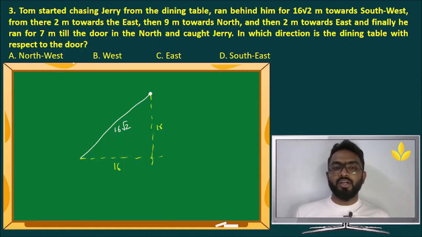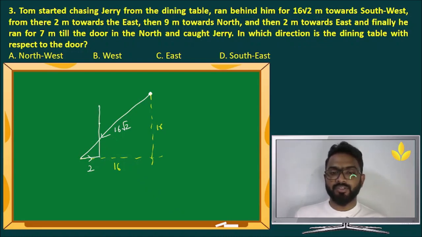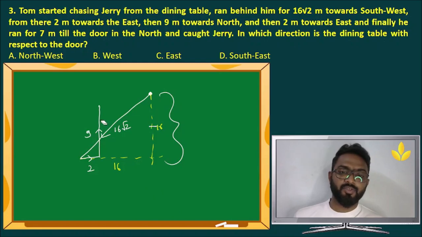Now they have told 2 meters towards east. So from here, 2 meters towards east. Done. Then 9 meters towards north. 9 meters towards north is over here. How do you know 9 will stop over there? You have this entire thing as 16 meters. So half of that will be 8, so slightly above that will be 9. If you want to draw slightly above that, it will be somewhere over here. This is 9.